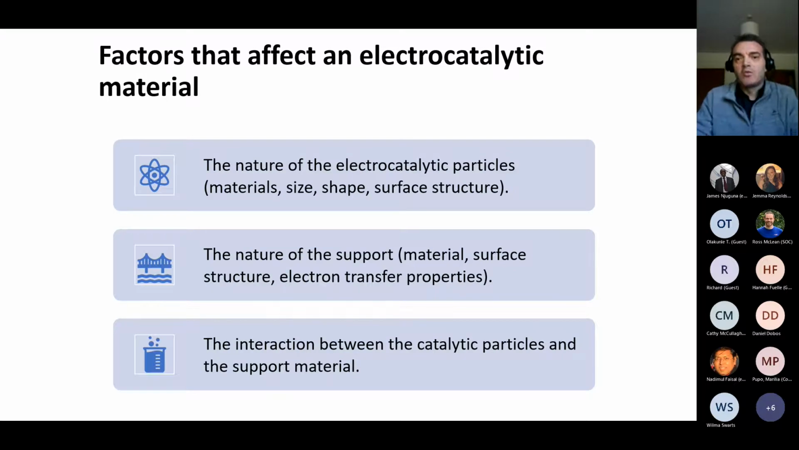Some of the factors that are going to affect an electrocatalytic material are, for example, the nature of the electrocatalytic particles. So what type of materials, size, shape, and surface structure. We're going to be looking during this presentation at what type of materials and the size. And we will see that depending on the materials, we'll be able to obtain a better electrocatalyst than others. We're also going to look at the nature of the support, so material, surface structure, and electron transfer properties, and also the interaction between the catalytic particles and the support material.